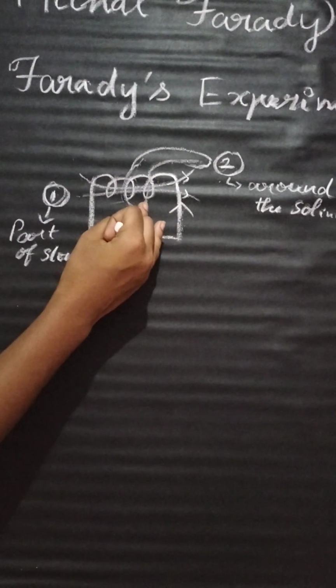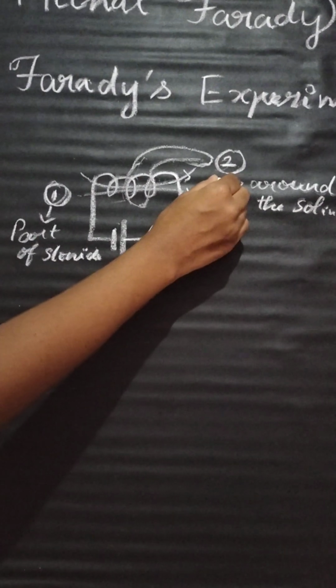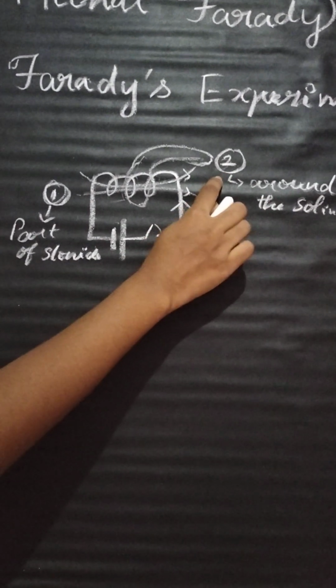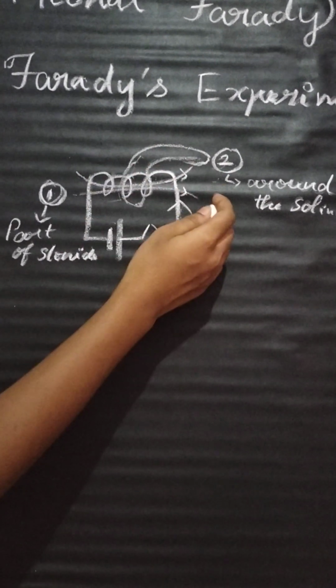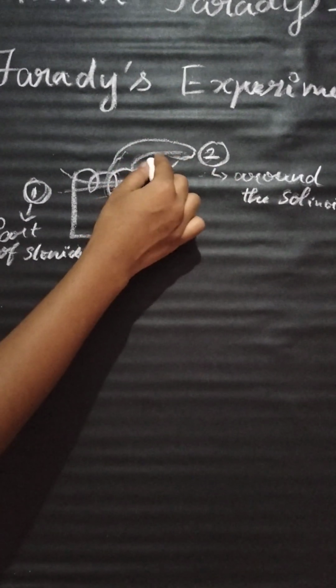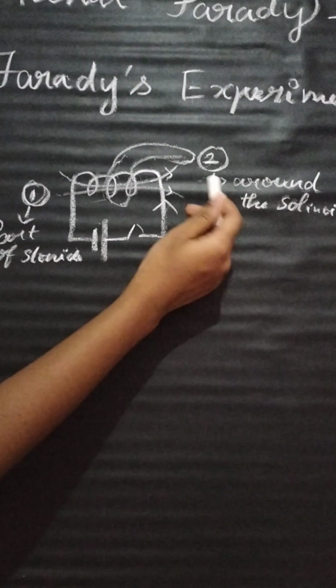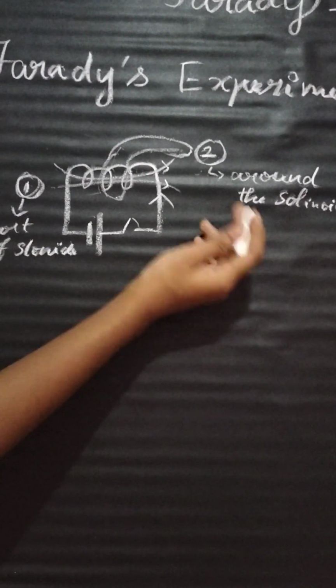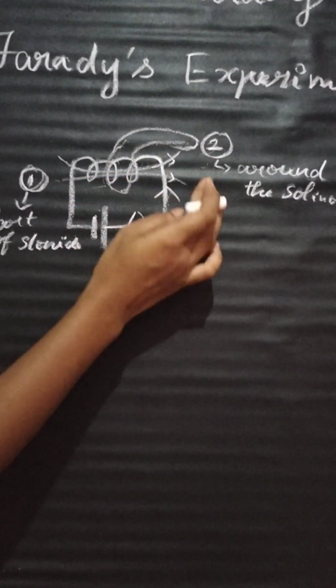Now in loop 1 there was a magnetic field as well as current. But in loop 2, there was a magnetic field produced, but no current flowed through loop 2.